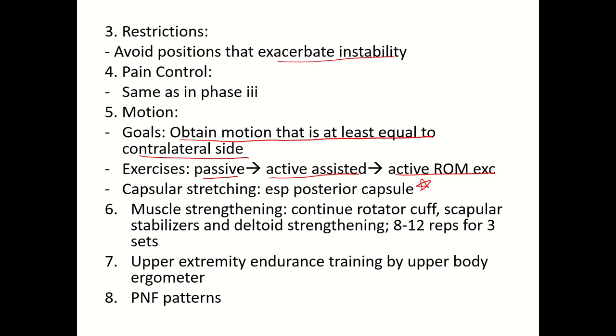So in our case, we are dealing with anterior shoulder instability. The head of the humerus is moved anteriorly. Thus, where is the trauma to the capsule? Posteriorly. Thus, you need to stretch the posterior part of the capsule. In which phase? Phase 4. Very important in phase 4. Muscle strengthening in phase 4 is continued rotator cuff strengthening, scapular stabilizers and deltoid strengthening for 8 to 12 reps for 3 sets. Upper extremity endurance training is done with the upper body ergometer and PNF patterns.